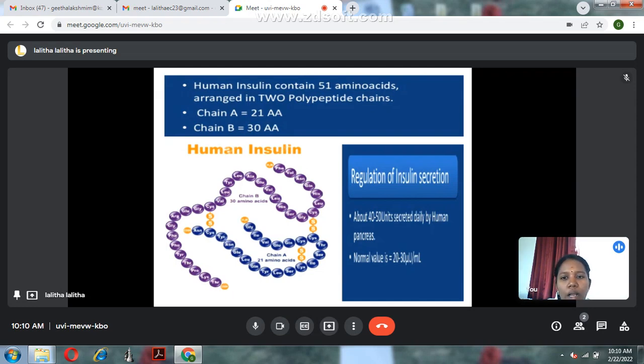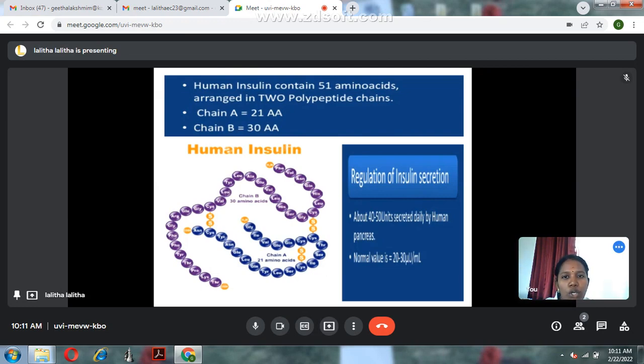In this diagram of human insulin, chain A is the blue color and chain B is the violet color. These are the polypeptide chains. Chain B contains 30 amino acids, and chain A contains 21 amino acids. The blue color indicates chain A, the violet color indicates chain B.